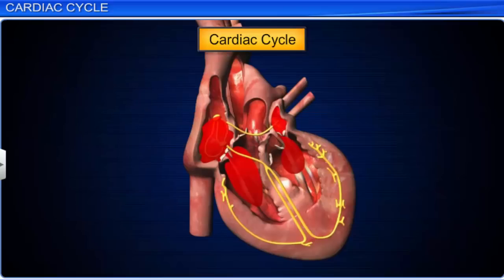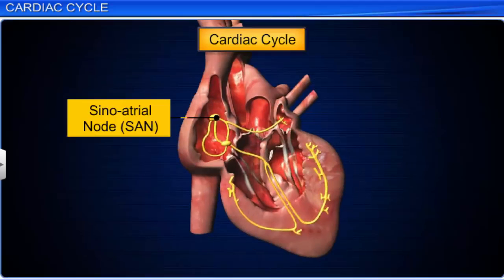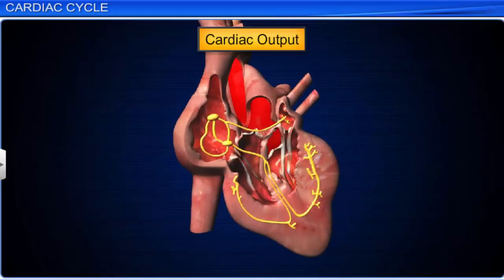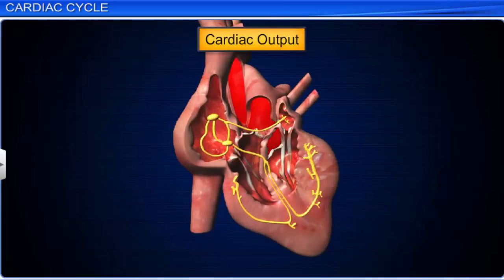Now, the four chambers are once again in a relaxed state or joint diastole. This sequence of events is repeated again as the SAN generates another action potential, resulting in the cardiac cycle. Cardiac output or efficiency of the heart is calculated using the volume of blood pumped by each ventricle per minute. Normally, each ventricle can pump around 70 milliliters of blood per beat, which is also called the stroke volume.